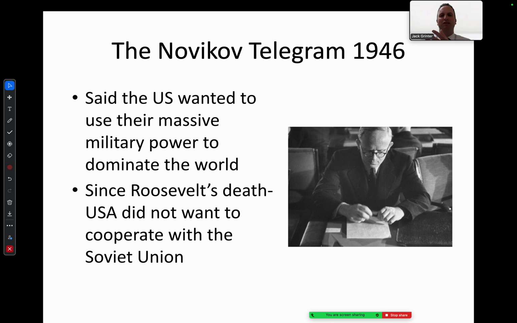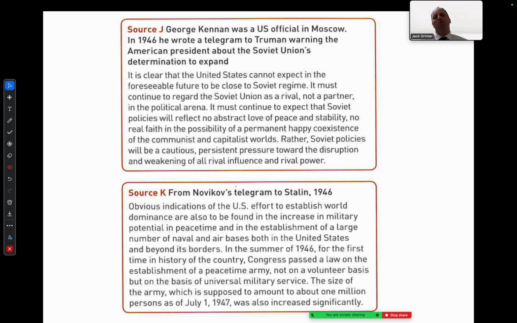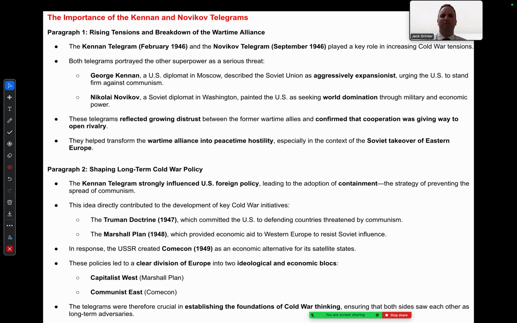The Novikov one was equally critical of the other country. It said that the USA wanted to use military power to dominate the world, and that since Roosevelt had died, the USA weren't interested in working with the Soviet Union anymore. There are a couple of these sources. If you want to read through them, you can pause it and see a little bit more depth about the telegrams. But if you got asked a question on why they're important, I've grouped them together.